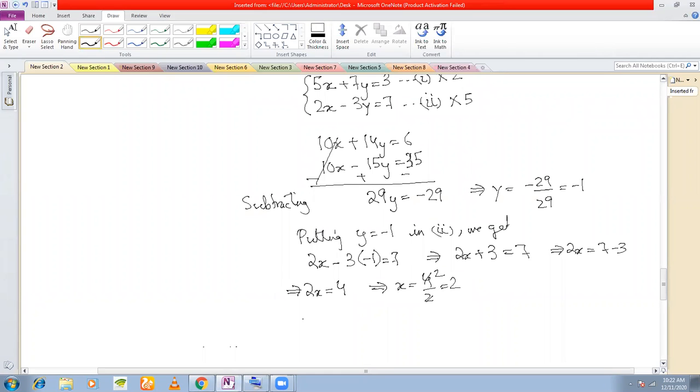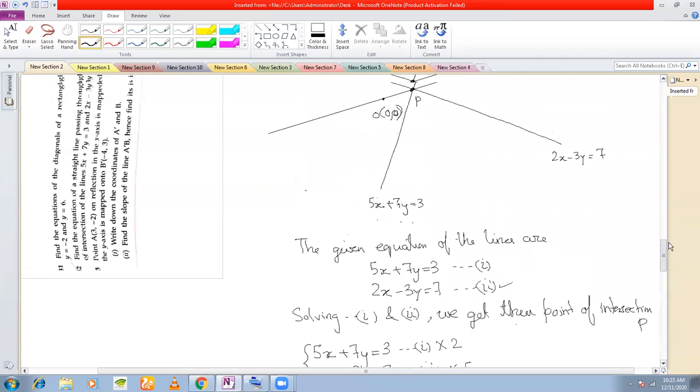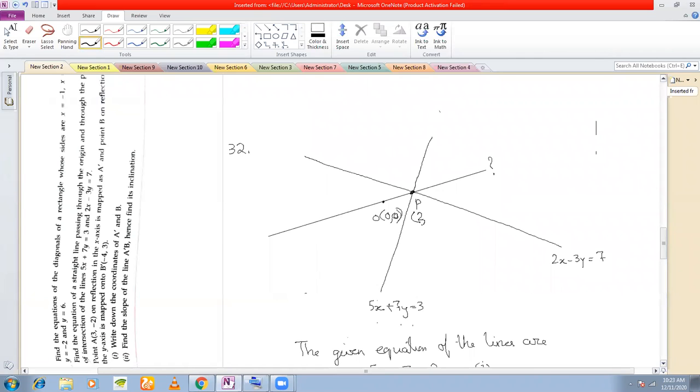Okay, so what is the point of intersection? Therefore, the point of intersection of lines 1 and 2 is P(2, minus 1), because the value of x we have got is 2 and the value of y we have got is minus 1. So we have got the coordinates of P: (2, minus 1).